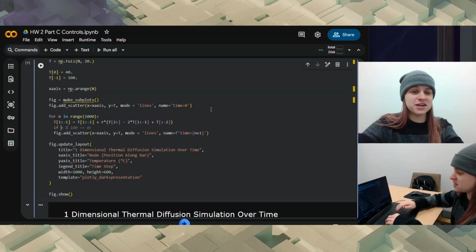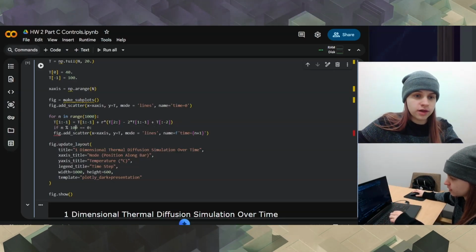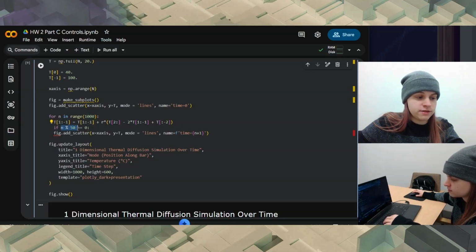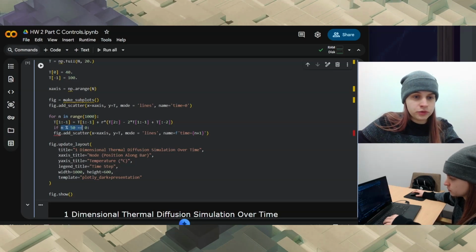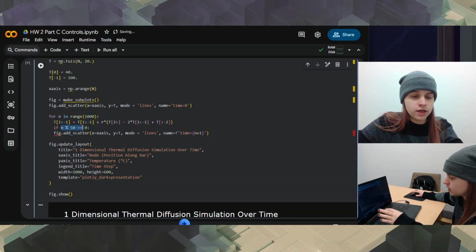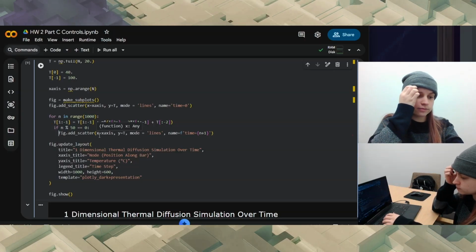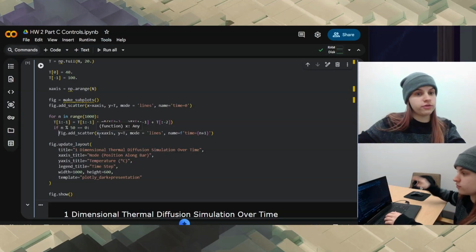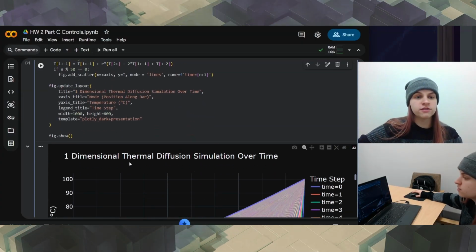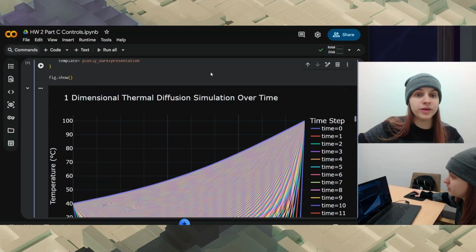Sorry, the percentage sign is the modulus. So what we're saying, I think 100 might be a little too high. We're saying if n is perfectly divisible by 50, so it's a multiple of 50, then we add the scatter. And if that isn't true, it will just keep running the code until it is. The point of that is that we won't have that problem. There won't be too many lines.